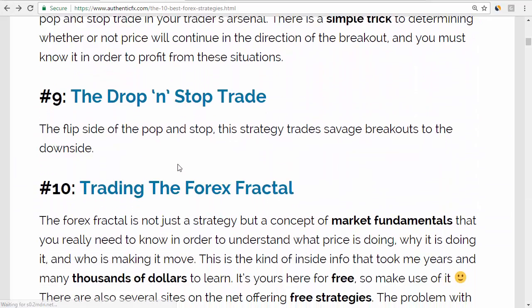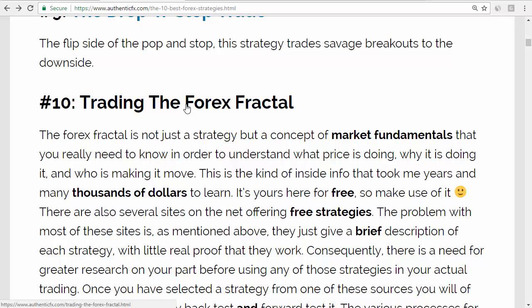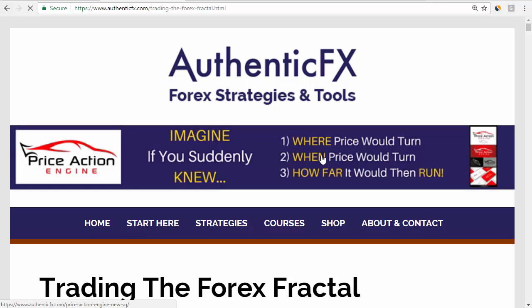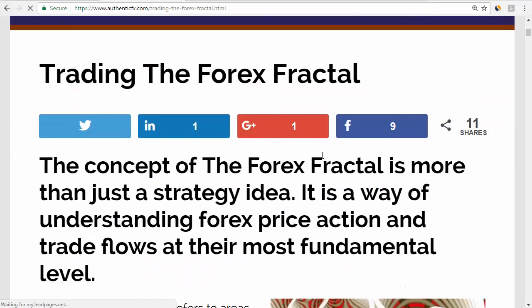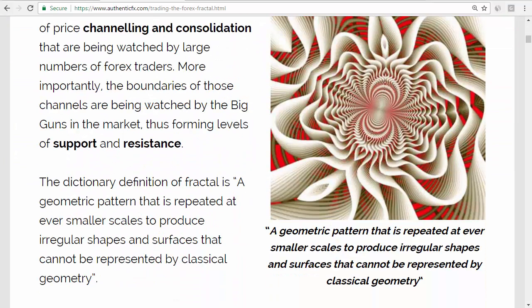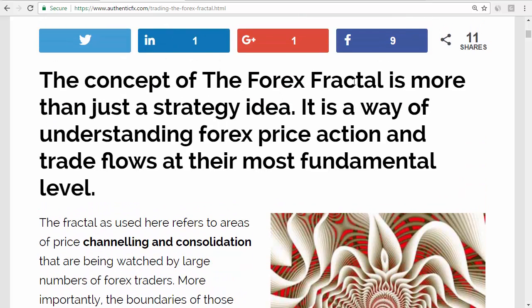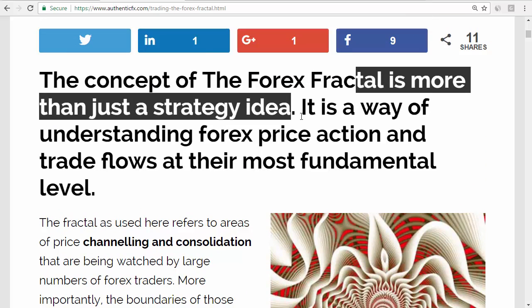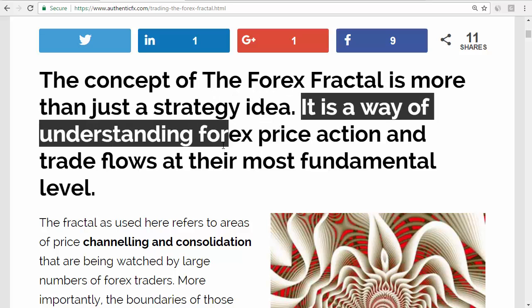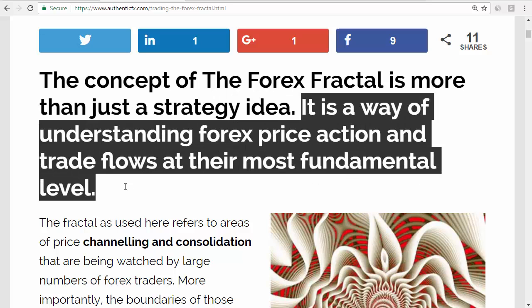The drop and stop is about the same, and then the trading the Forex Fractal, let's have a look at this one. Now this is very much, as it says here, more than just a strategy idea. It's a way of understanding Forex price action and trade flows at the most fundamental level.